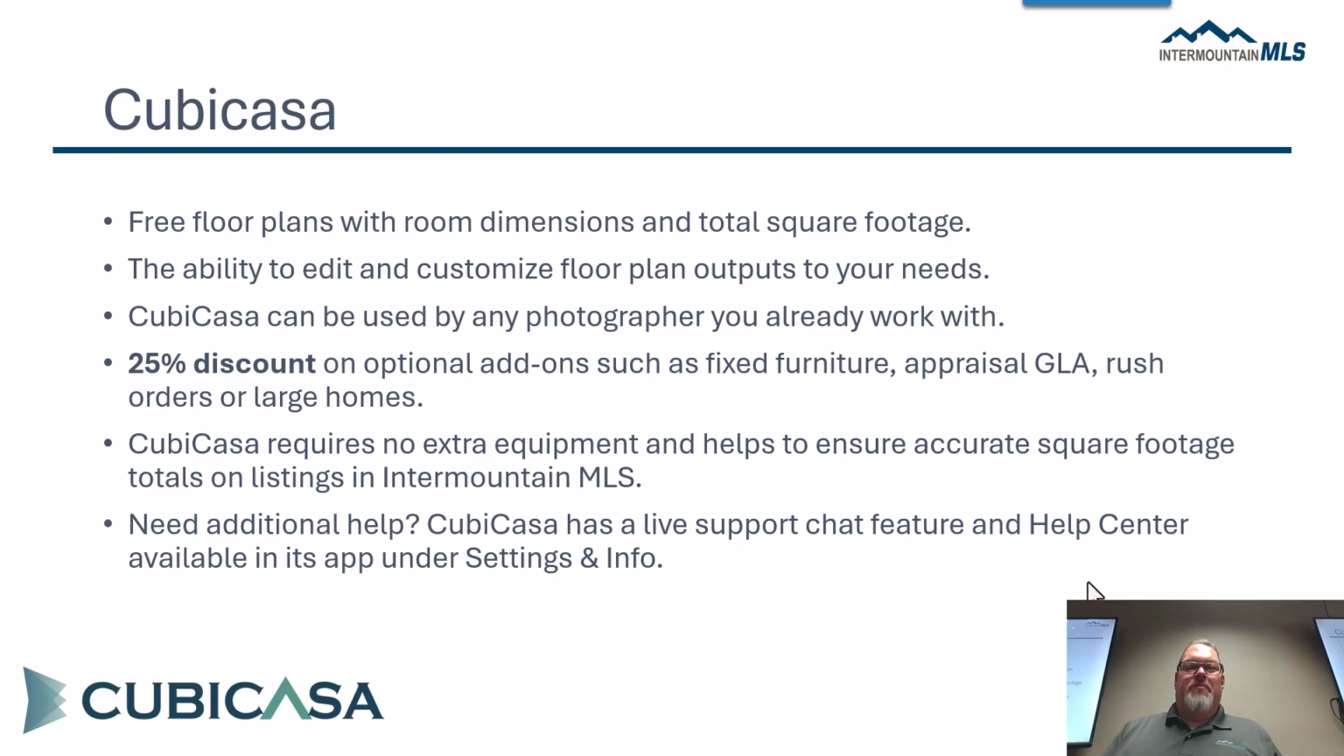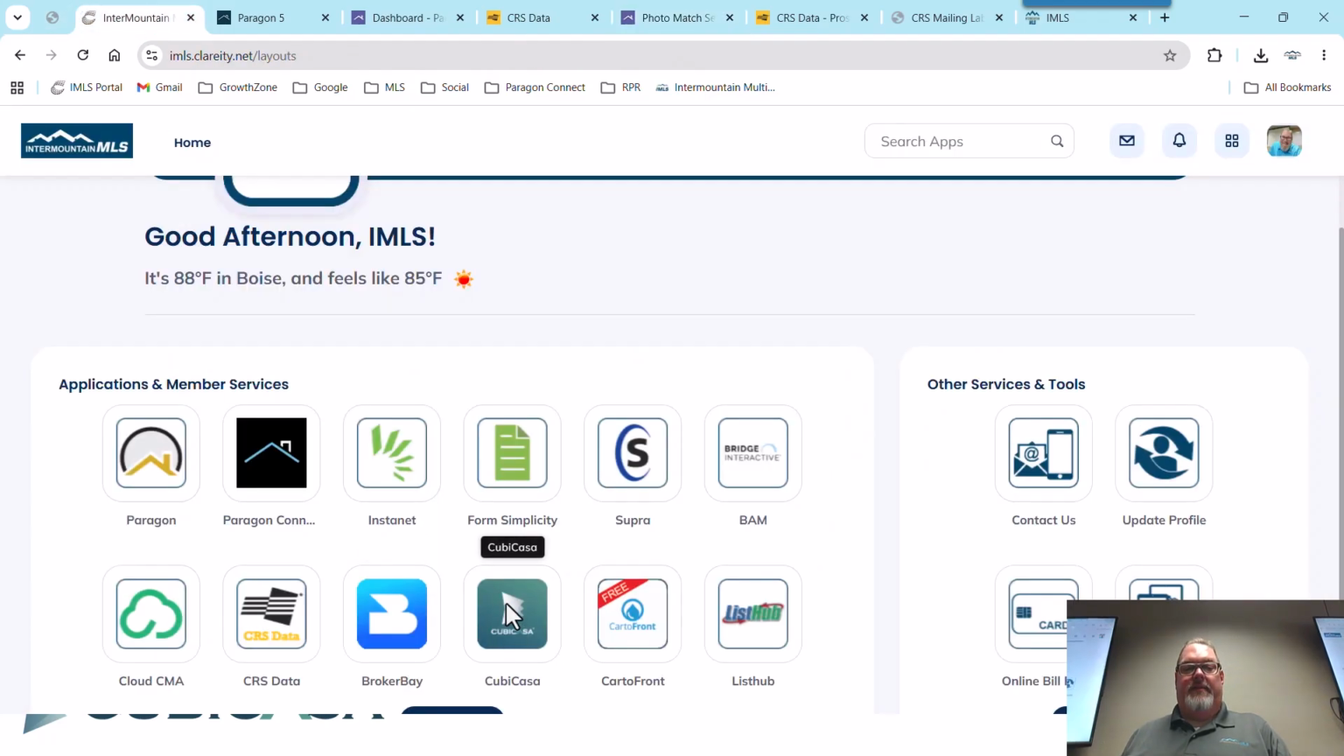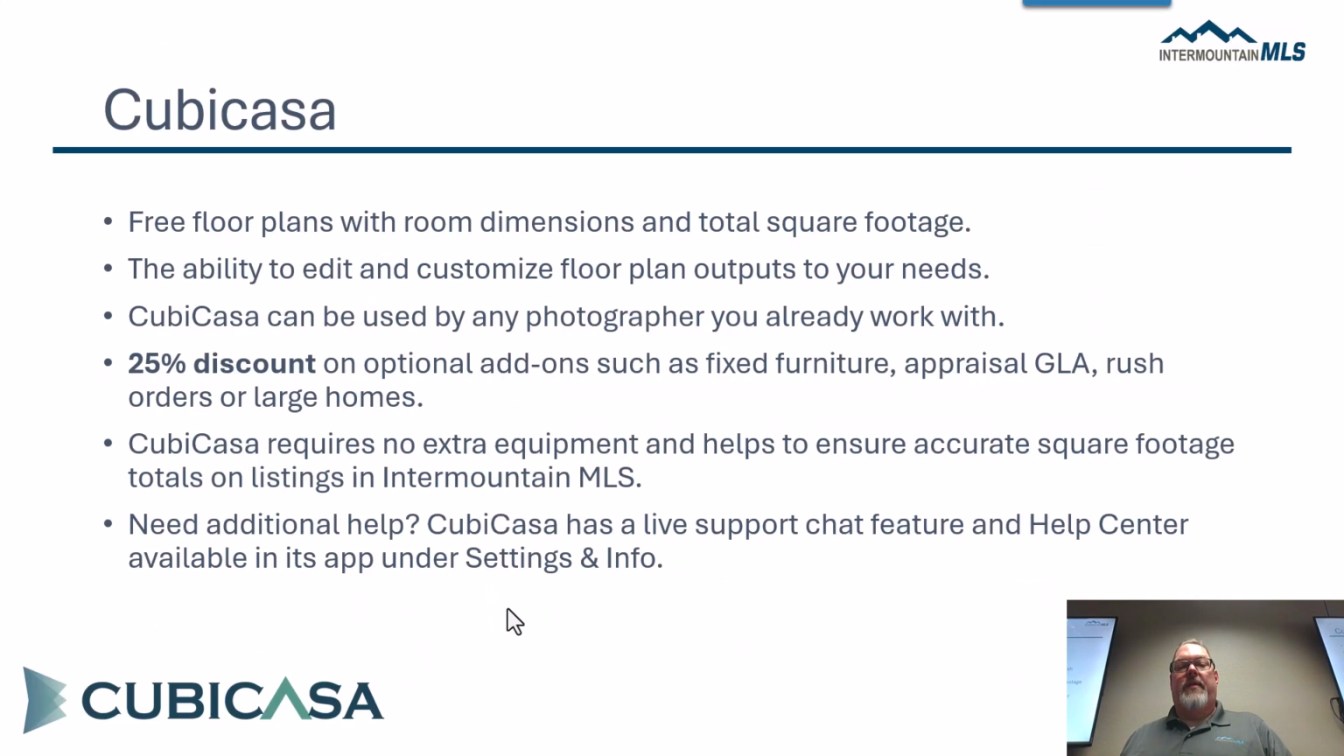Kubicasa is probably the newest product we started working with about a year or so ago. It's a tool for creating floor plans, and you can create floor plans for free on the gateway. So if I bring the gateway up here, Kubicasa is right here on the gateway, second row. You'd go in there and create your account and then download the app to your phone, and then it uses the sensors on your phone to create the floor plan.